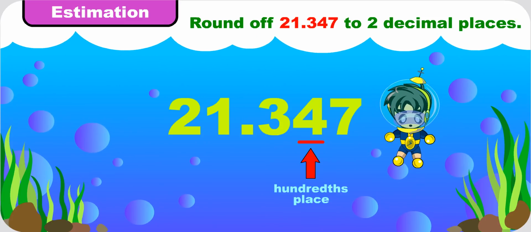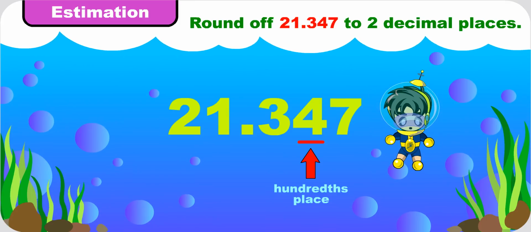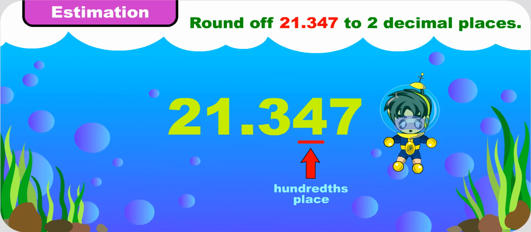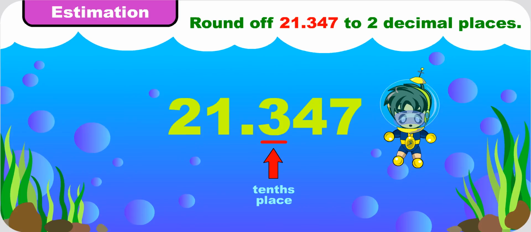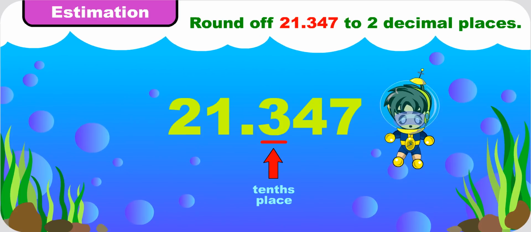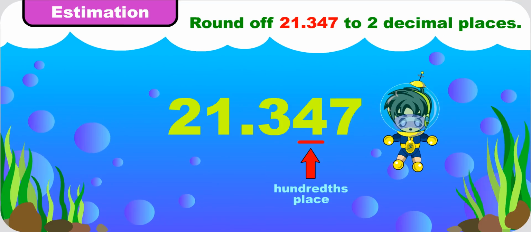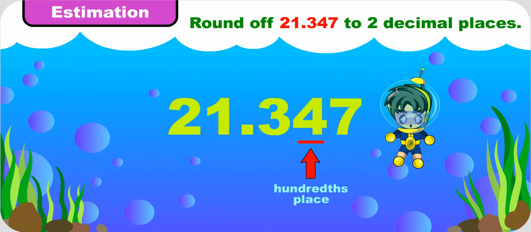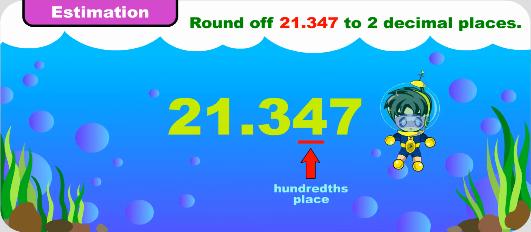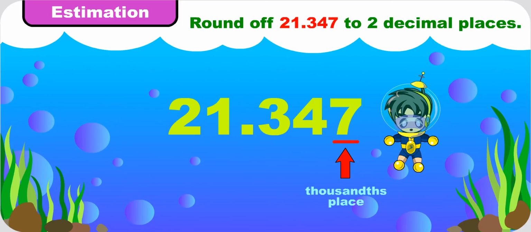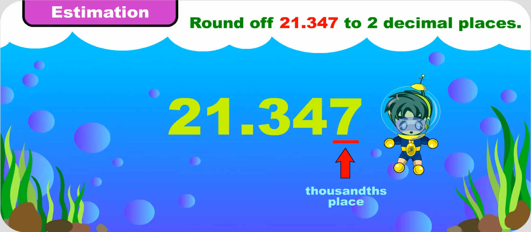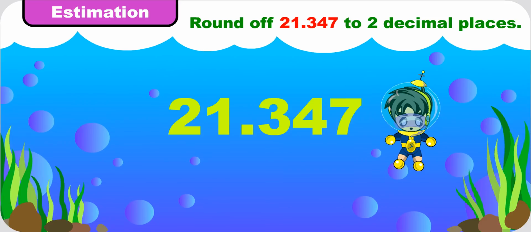Teacher? Clever boy. When we round off a decimal to the nearest whole number, we look at the 10th place. When we round off a decimal to 1 decimal place, we look at the 100th place. So, when we round off a decimal to 2 decimal places, we look at the thousands place, teacher? Yes, Turbo Boy. Let us look at this example.